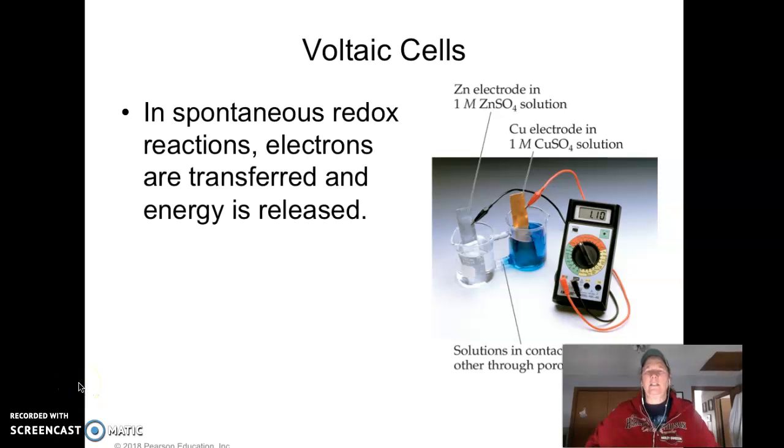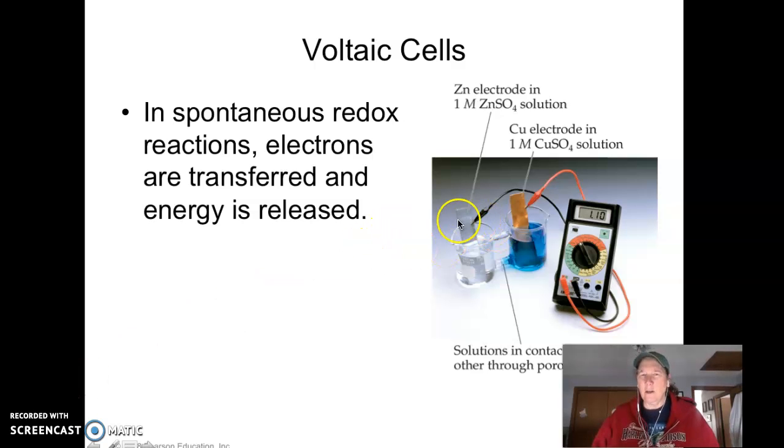All right, we're going to continue with our electrochemistry, and we're going to talk about something called voltaic cells, okay? In a spontaneous redox reaction where you've got reduction and oxidation, electrons are transferred and they move, okay? So when they move, you get energy being released, in the form of, like, a battery, okay?